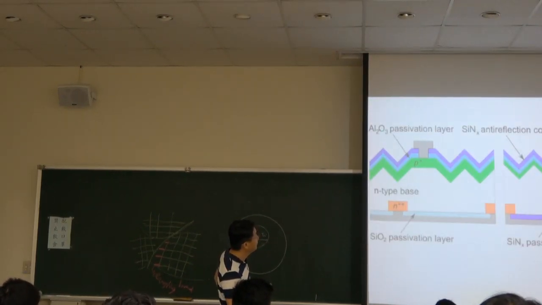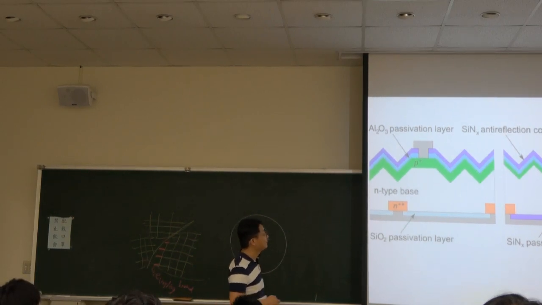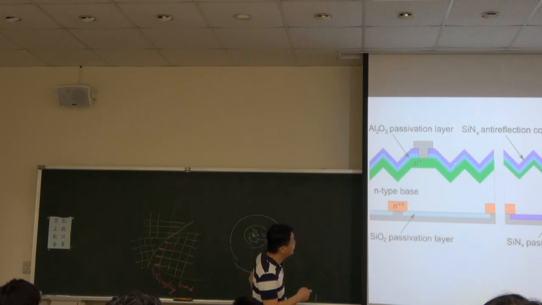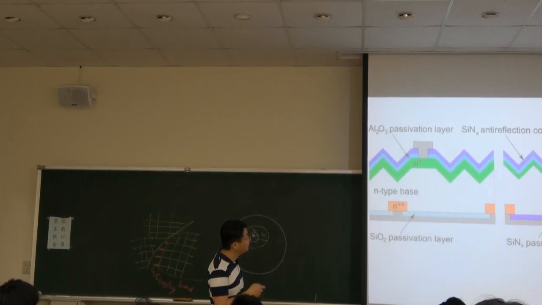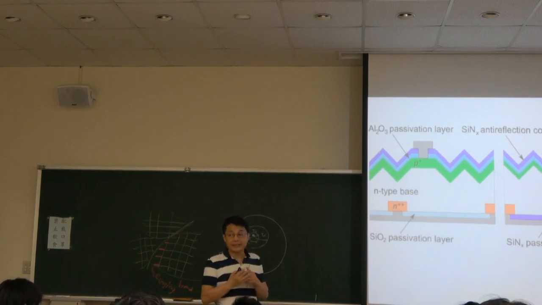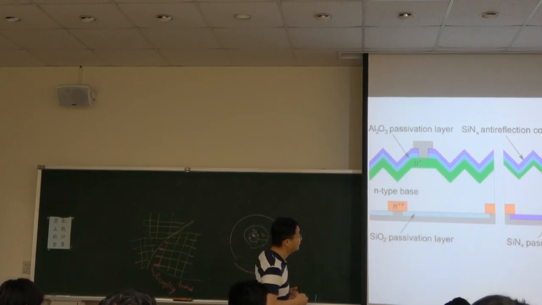So that's why here we have Al2O3, aluminum oxide, as an anti-reflection layer coating, passivation layer coating. And then this is a double layer. Not only Al2O3, they deposit another anti-reflection layer, so-called double layer. But Al2O3, if you didn't deposit silicon nitride, the Al2O3 layer not only will act as a passivation, but also it can act as an anti-reflection coating as well.